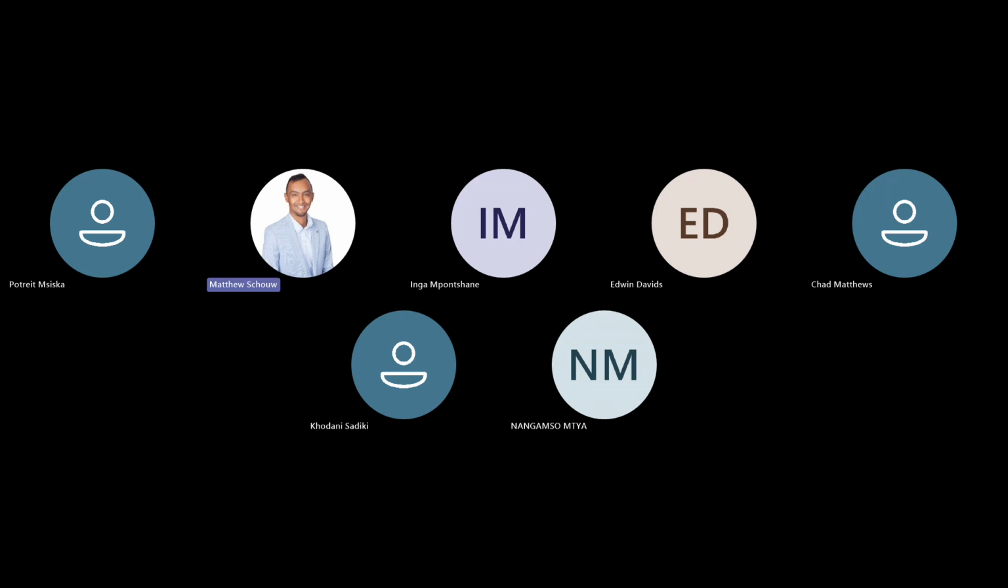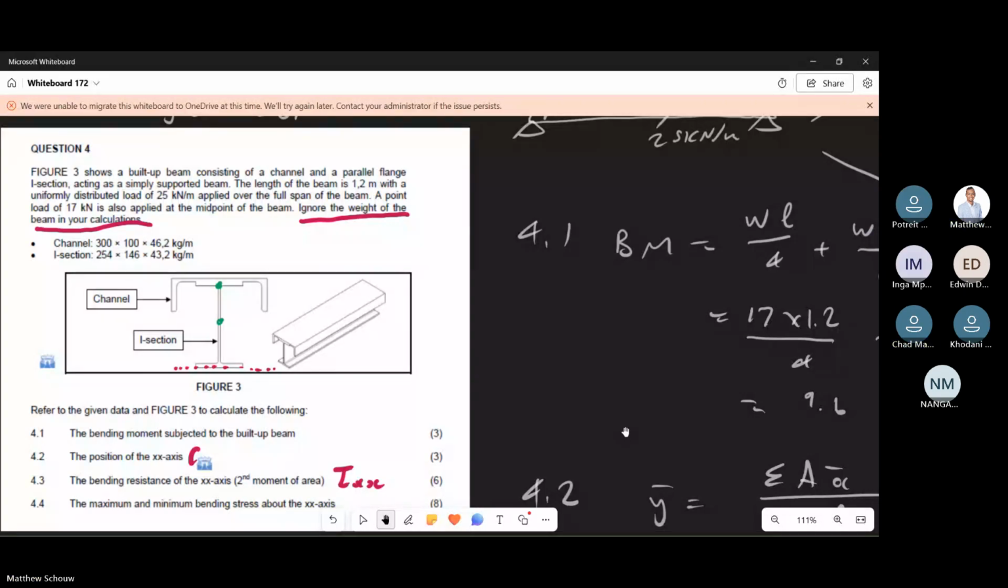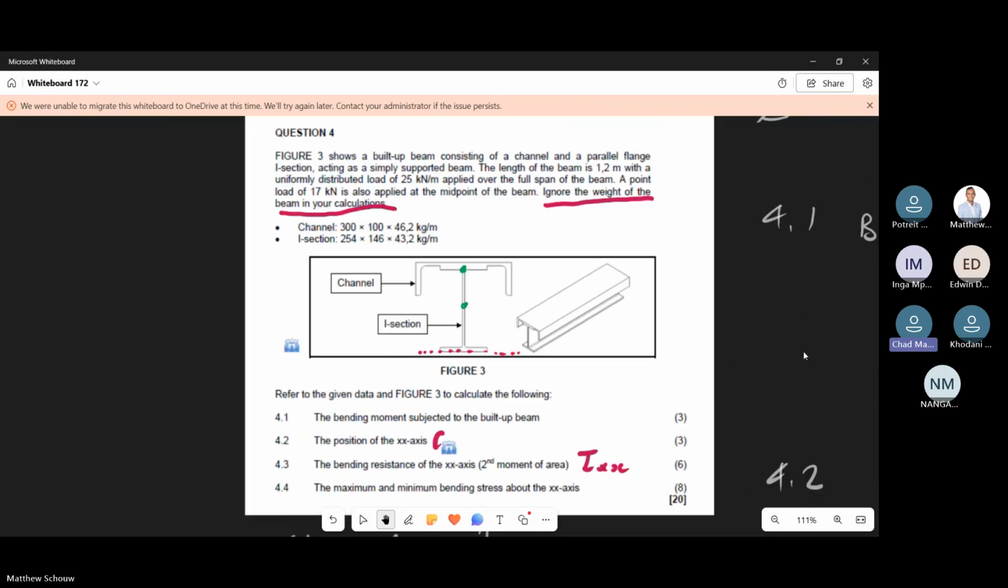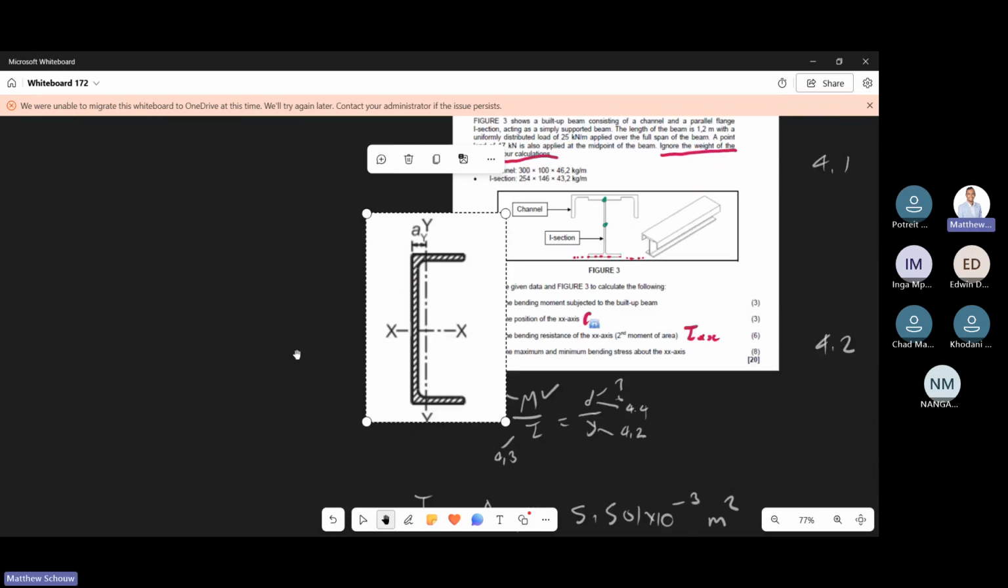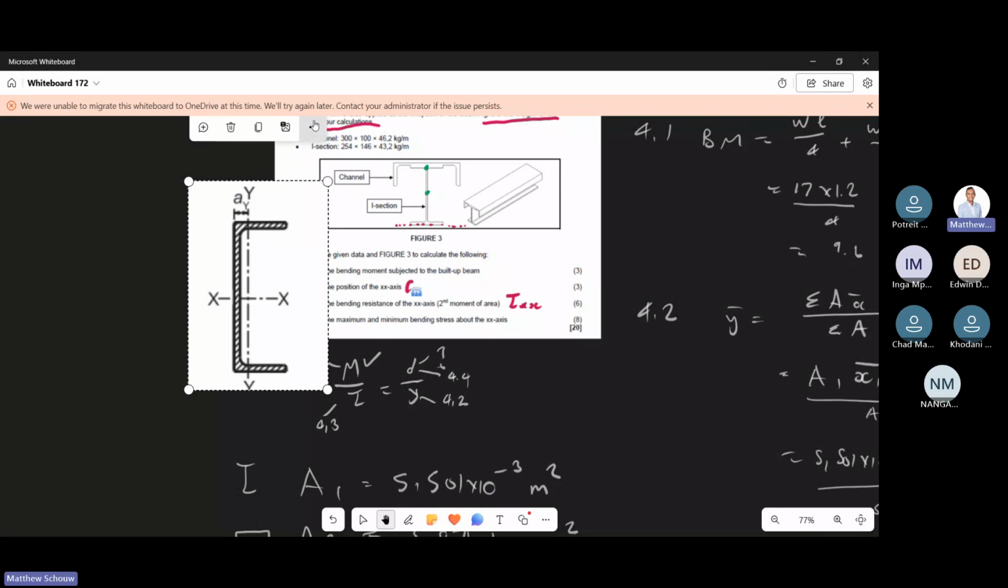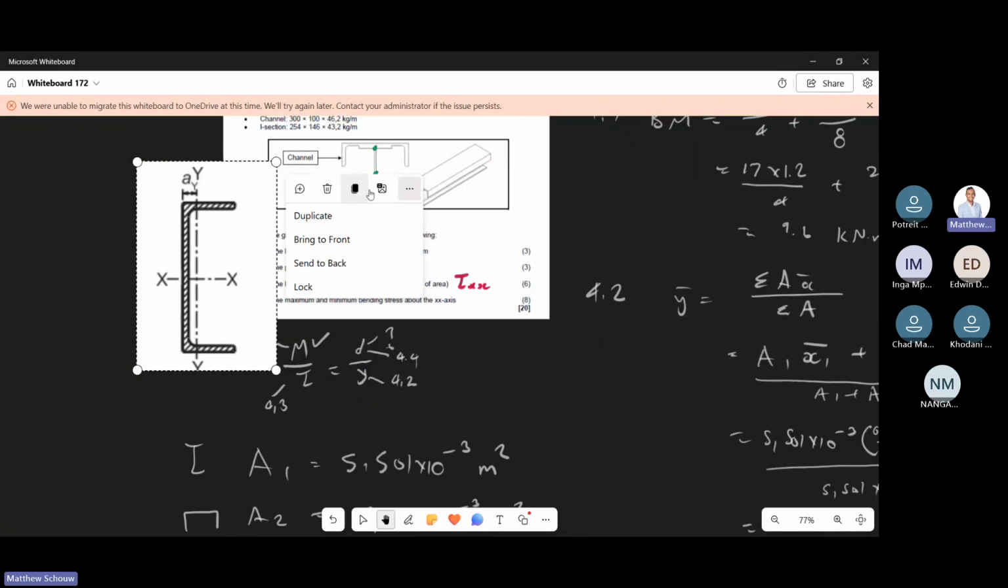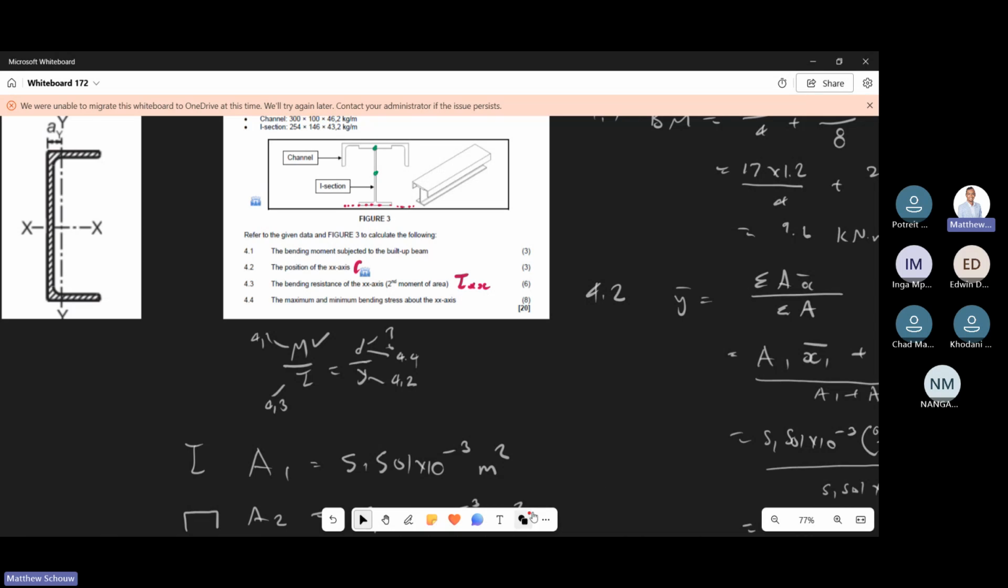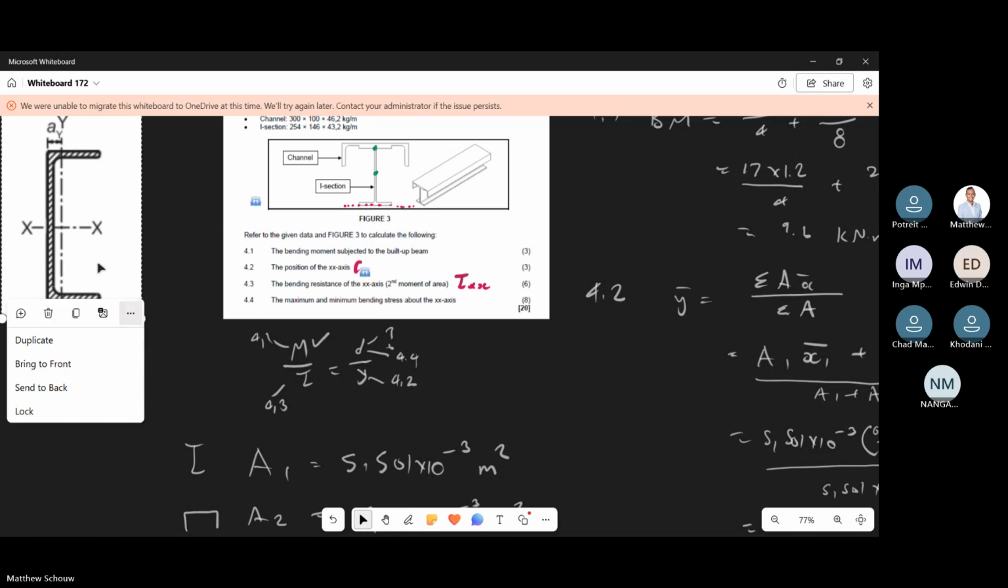Here's my whiteboard again. Okay, it's over here. All right, so I'm gonna paste that over here. I'm gonna move it. Okay, just move it there. And then there's my rotate to zoom out.